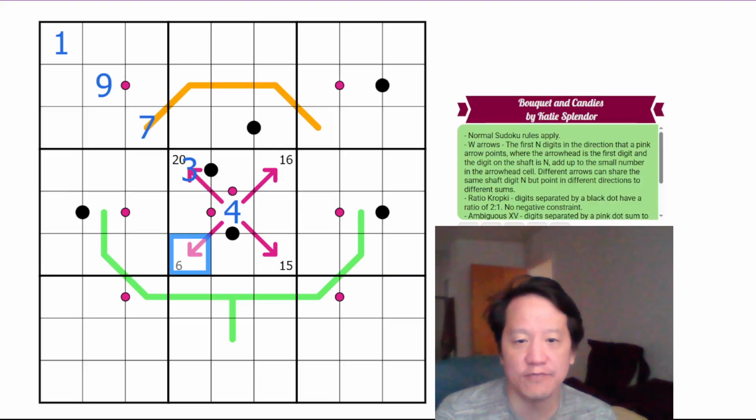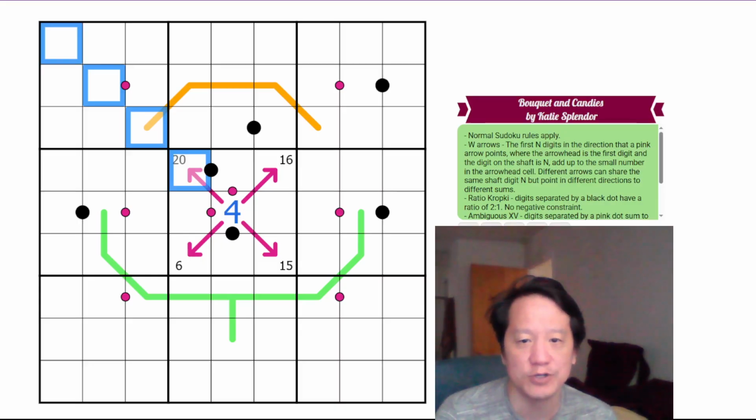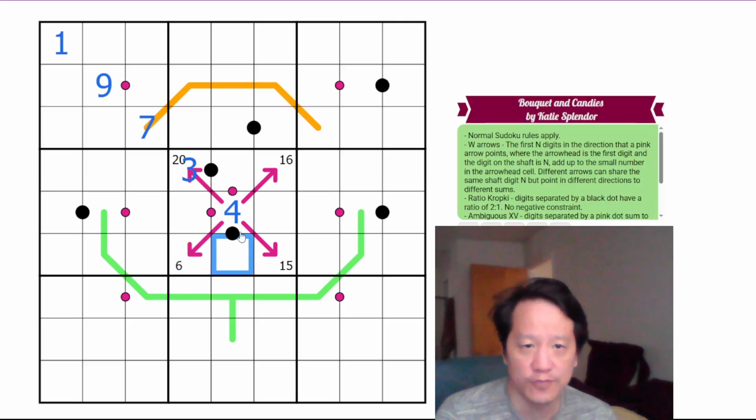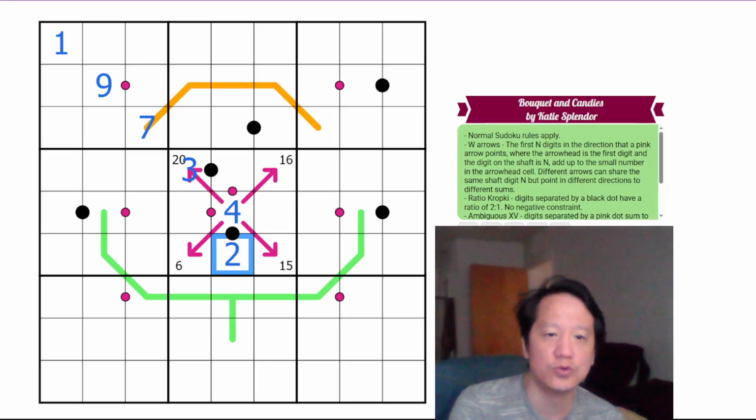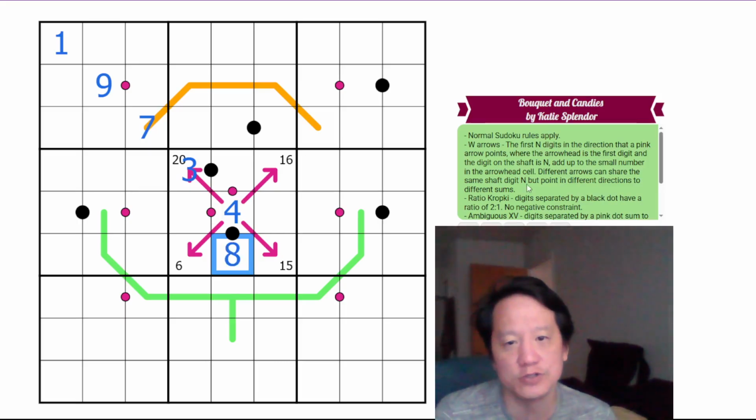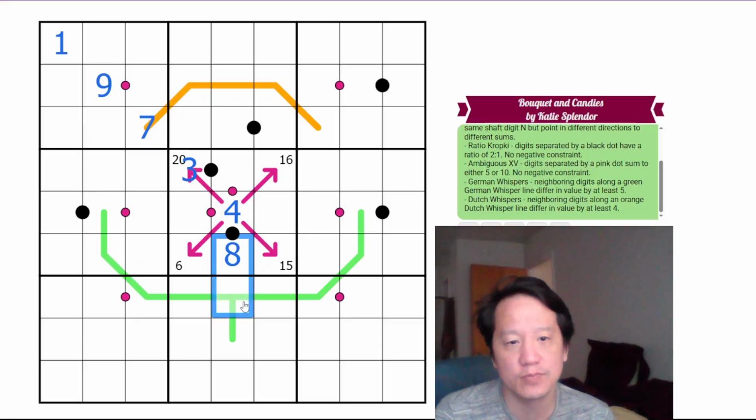We also have ratio Kropke, where digits separated by a black dot have a ratio of 2 to 1. There is no negative constraint. So, for example, if this were a 4, this would have to be 2 or 8 to maintain the 1 to 2 ratio between them.